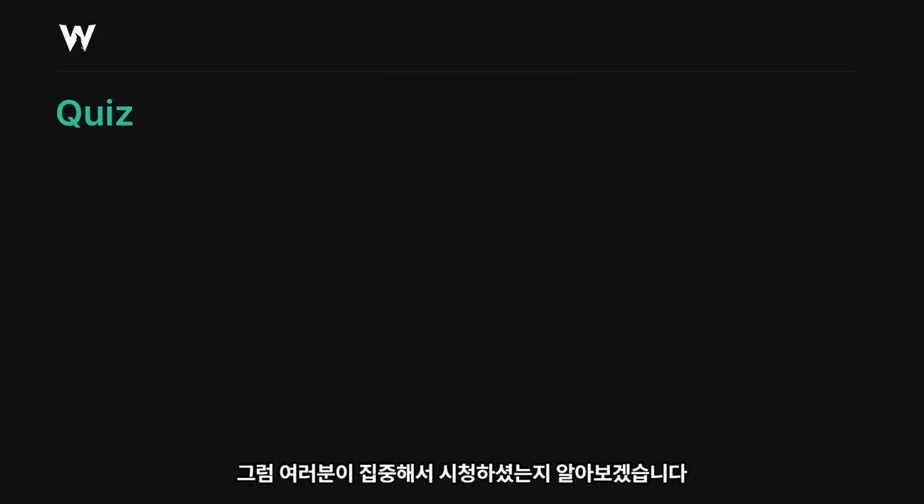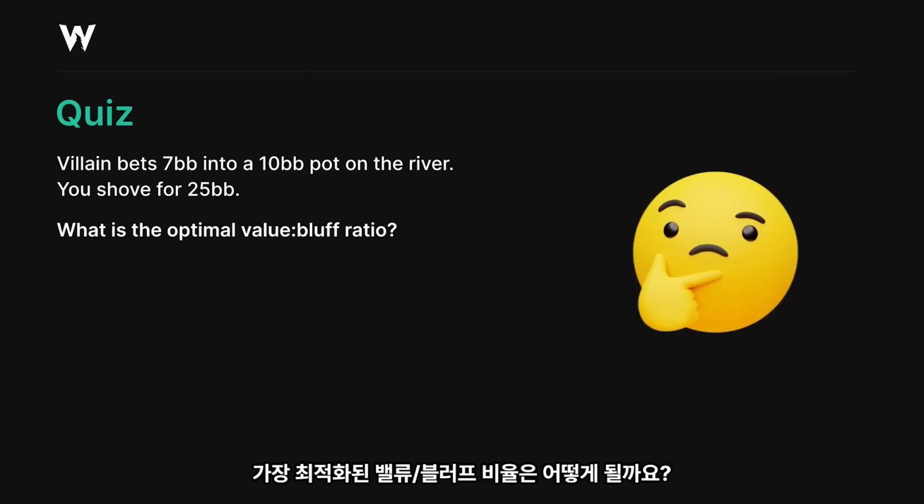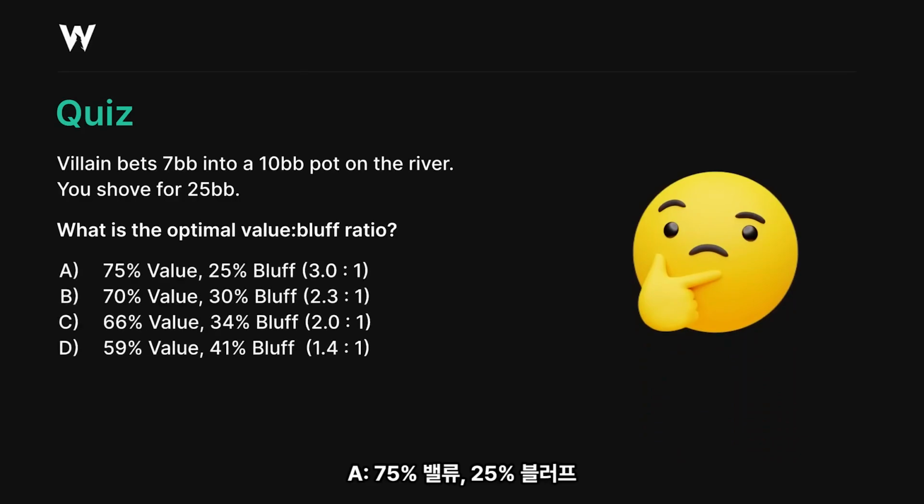Okay, let's see if you were paying attention. Here's a quiz for you. Villain bets 7 big blinds into a 10 big blind pot on the river. You shove for 25 big blinds. What is the optimal value to bluff ratio? Take a moment to consider your answer.